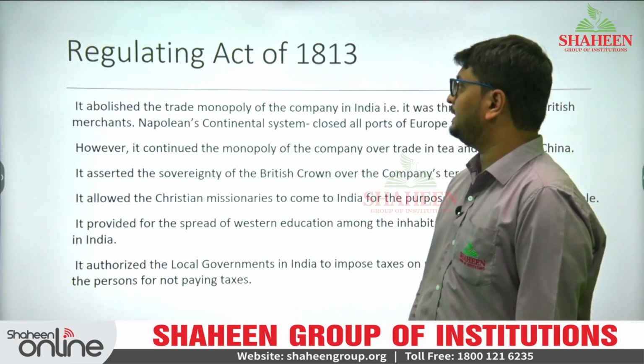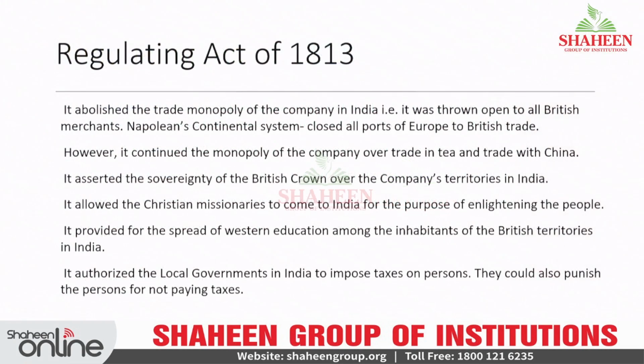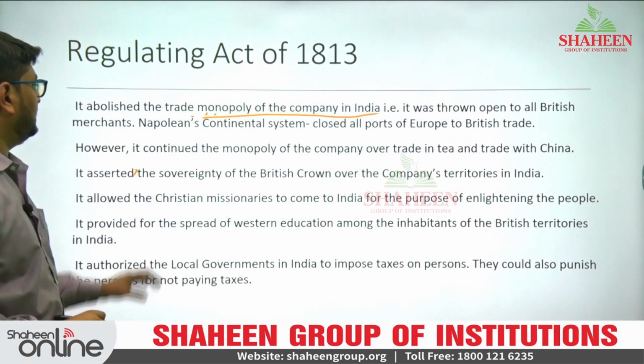Okay, then Regulating Act of 1813. So what happened during this Regulating Act of 1813? After 20 years, another Regulating Act came. It abolished the trade monopoly of the company in India. So you can see that, as I said, the Regulating Acts were meant to weaken the East India Company and to do centralization. So that is happening here, that the trade monopoly of the company in India is abolished.